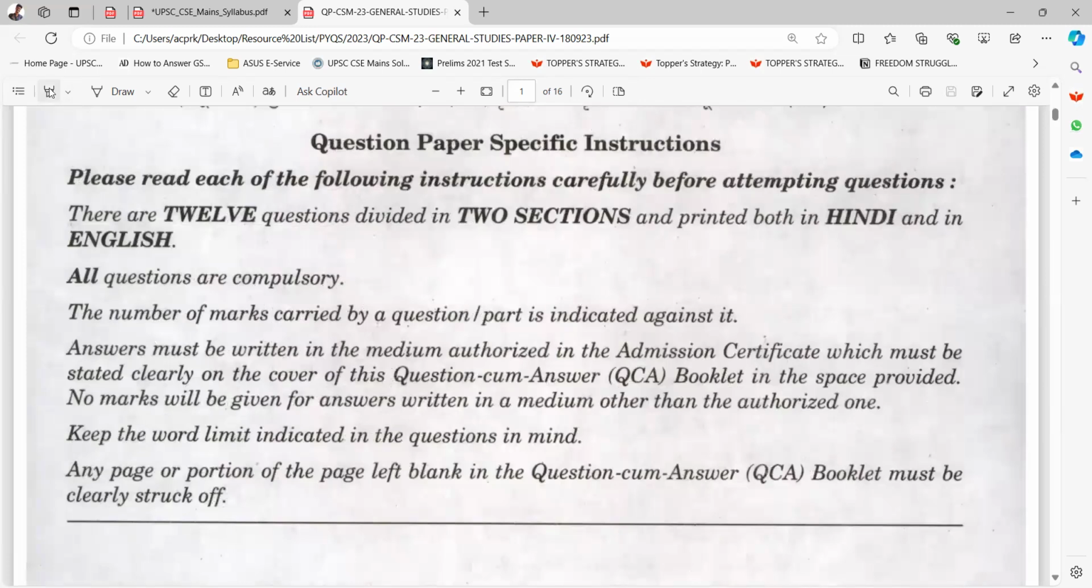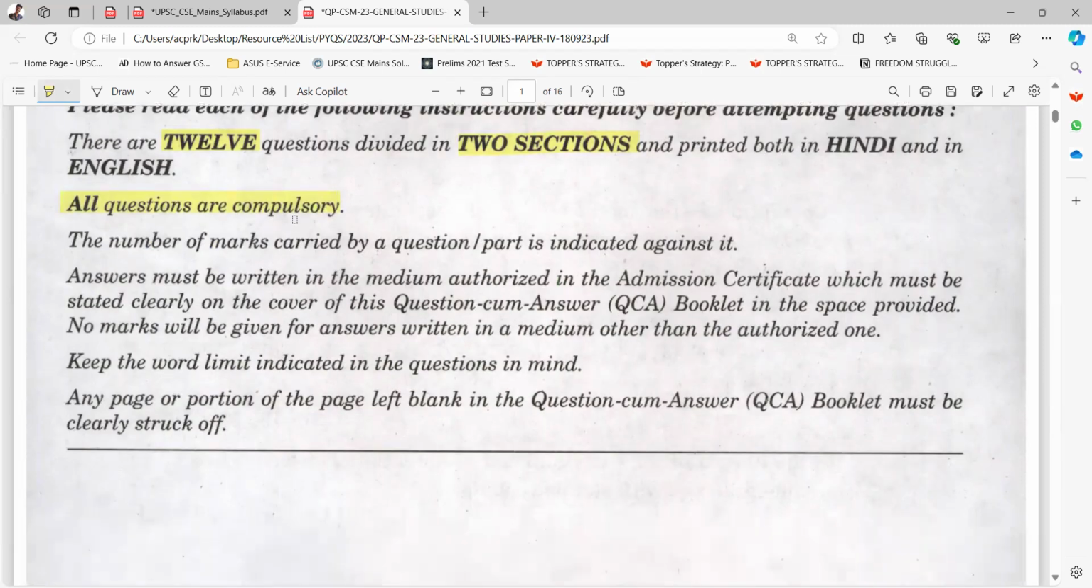There are 12 questions divided into 2 sections and printed in both Hindi and English. All questions are compulsory. The number of marks carried by a question or part is indicated against it. Answers must be written in the medium authorized in the admission certificate, which must be stated clearly on the cover of the question-cum-answer booklet in the space provided.